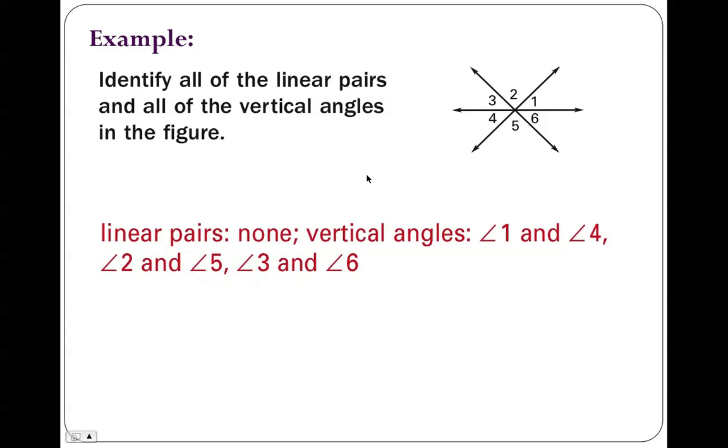There actually are no linear pairs, okay? There are no two angles that are right next to each other that add up to 180. Like this whole angle plus 3 would be 180, but there's no two angles that add up to 180. And then these are the vertical angles: 1 and 4, 2 and 5, 3 and 6. If you take a look, 1 and 4, those guys are right across from each other, 3 and 6, and then 2 and 5.